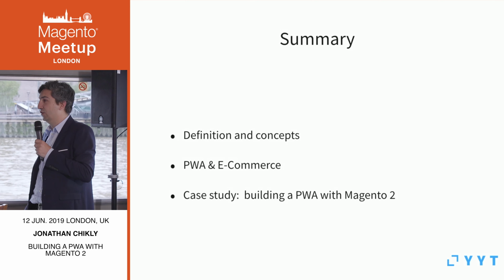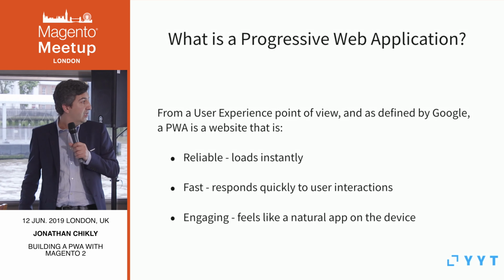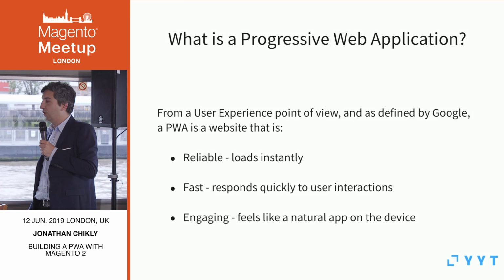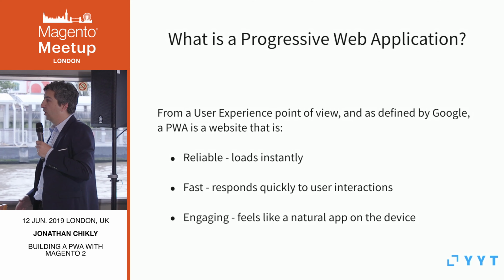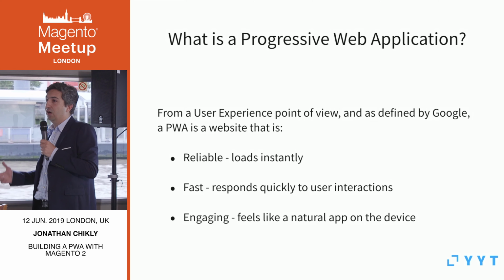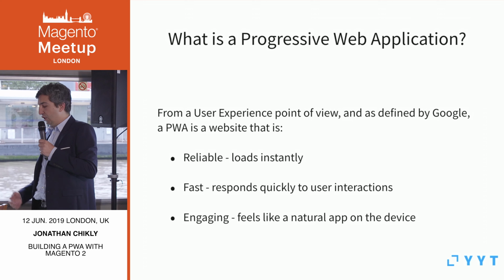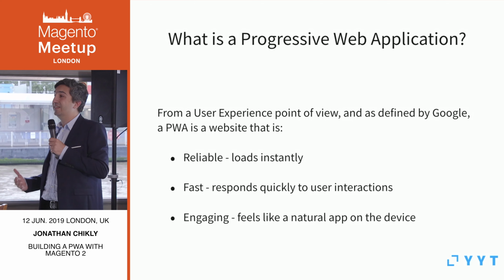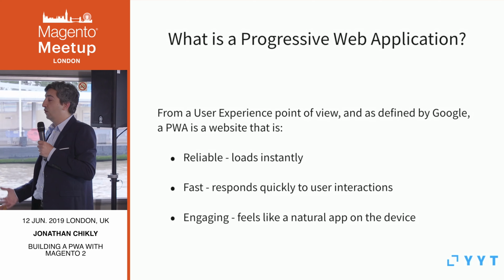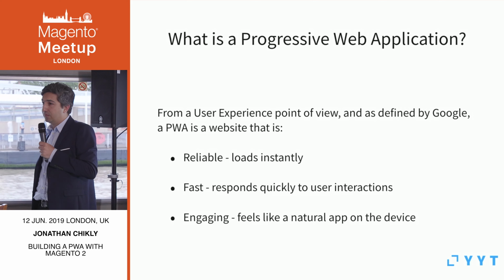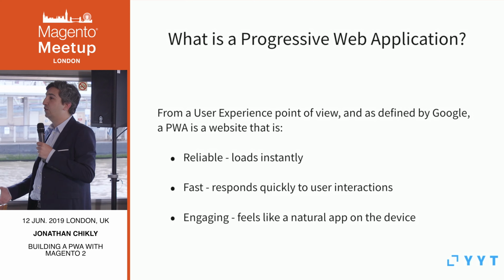So the first section, what's a progressive web application? Well, there are many ways to define what's a progressive web application, or PWA. An interesting approach is to define it from a user experience point of view. So the way Google defines it is according to those 3 criteria. Reliable: websites that should load instantly, even under slow network connections. Fast: it should respond quickly to user interaction.